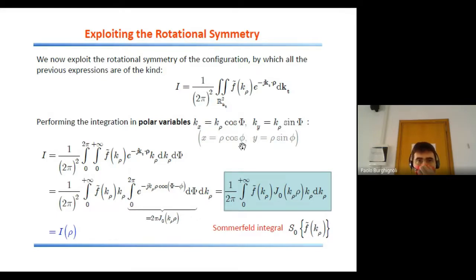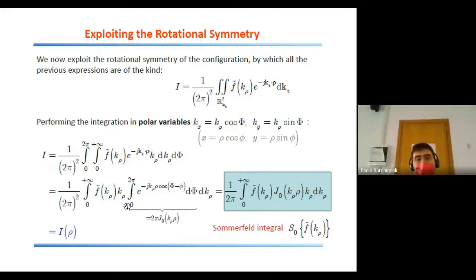If we do that inside the general two-dimensional inverse Fourier transform, note that the differential becomes k rho times dk rho d phi. And now the dot product in the exponent of the exponential can be written as k rho rho times the cosine of the difference between the two angles, the spectral angle and the spatial angle phi. The two-dimensional integration is now done in polar coordinates, and we can reverse the order of integrations. So we perform first the angular integration inside, and this can be done in closed form.